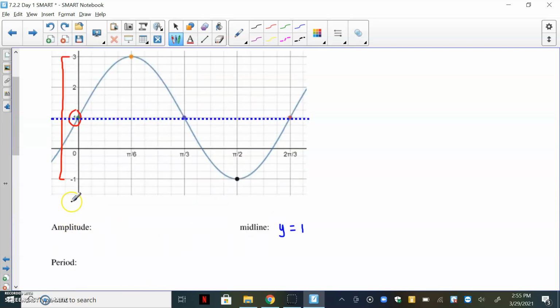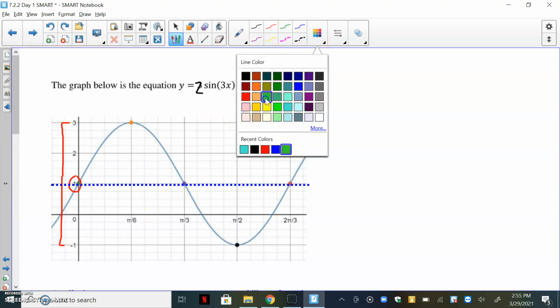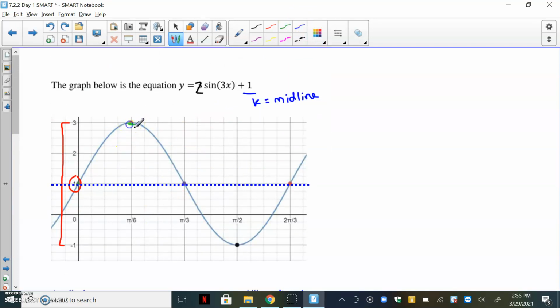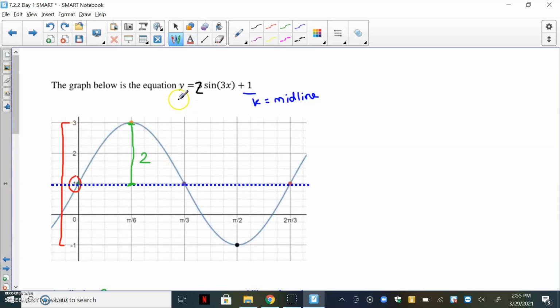Similarly, you can also find the amplitude from the equation or the graph. On the graph, you find the distance between the highest or lowest and the midline. So you can count this distance, which is between 1 and 3, there's a space of 2. The other way you could figure it out is by looking at this equation and noticing that this a value right here is the amplitude.